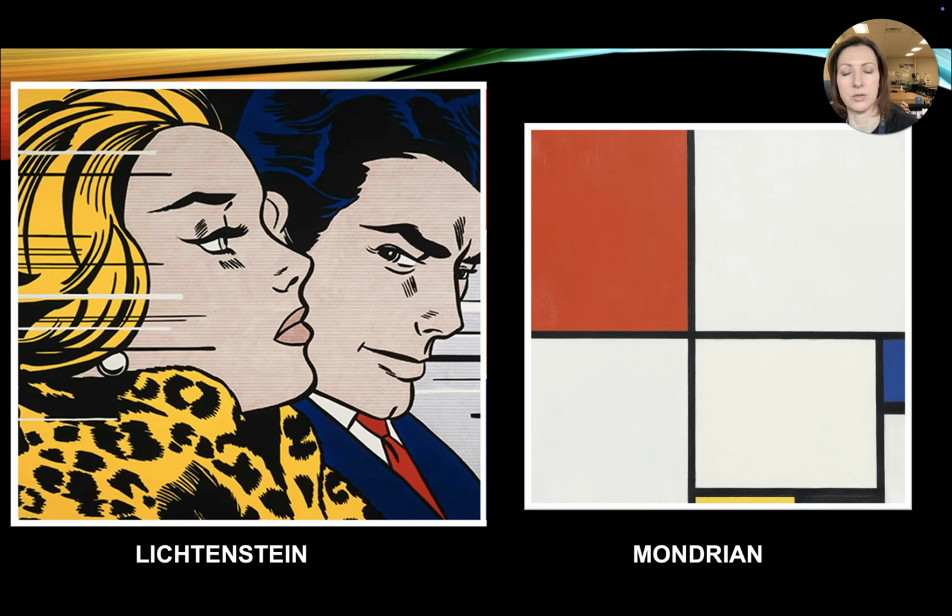So here are two examples. These are both using that primary color scheme. So Lichtenstein on the left, so really bold, and then Mondrian on the right. And again, you can also use white, you can use black, you can use tints, tones, and shades with those colors as well. It's not just the pure color.